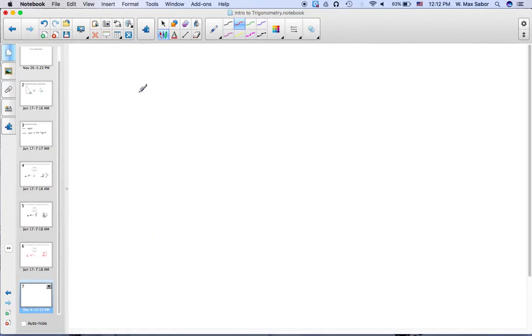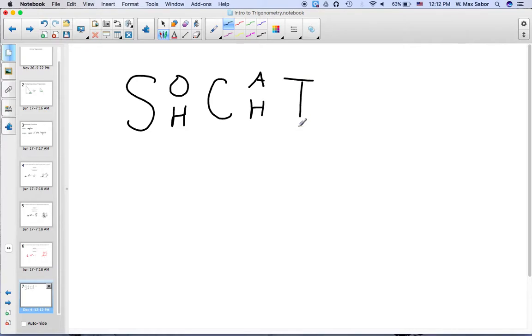A popular way to remember the rules is that sine is opposite over hypotenuse, cosine is adjacent over hypotenuse, and tangent is opposite over adjacent. So, SOH CAH TOA.